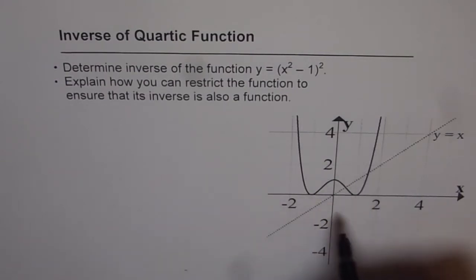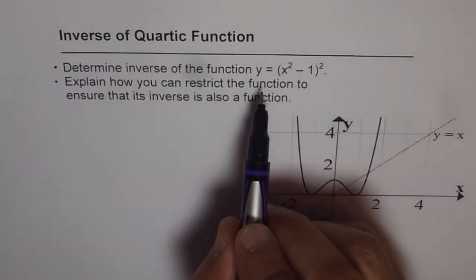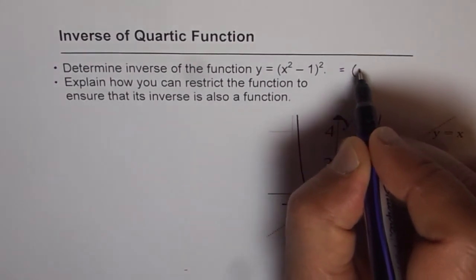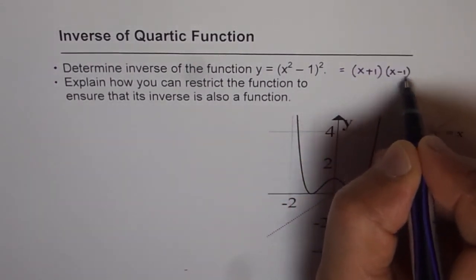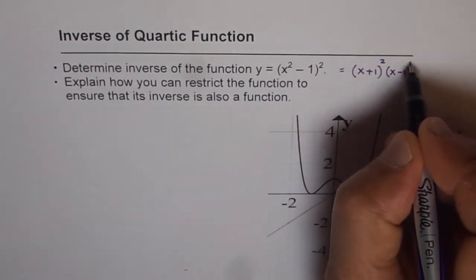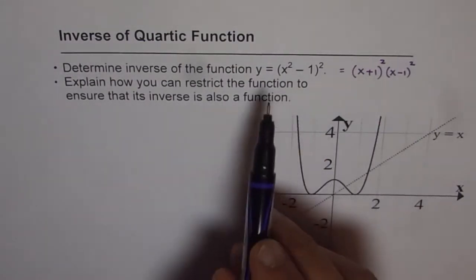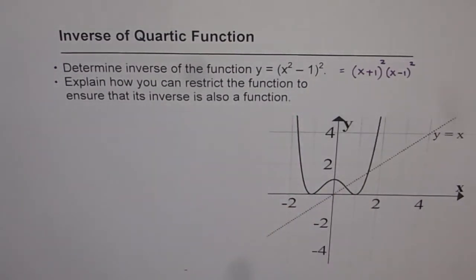Now we have given you a diagram, but in case you had to sketch one, you could do it easily by factoring, right? So you could write y as equals to (x + 1)(x − 1). That gives you x² − 1, and the whole square basically means that these two are squared, correct? So that is how you have your polynomial. At x equals 0, the value is 1. So that's how you get your even quartic function.